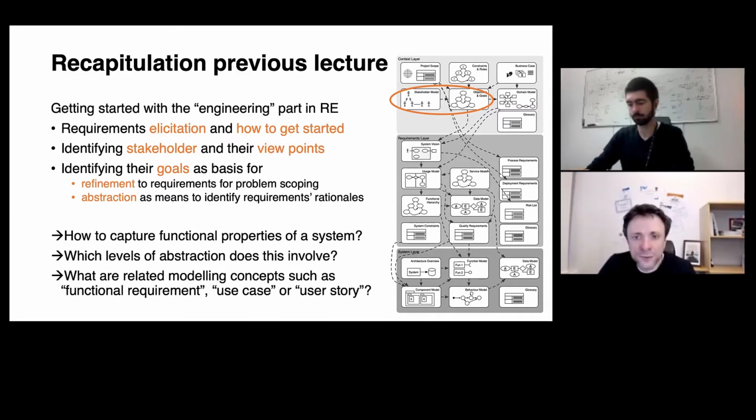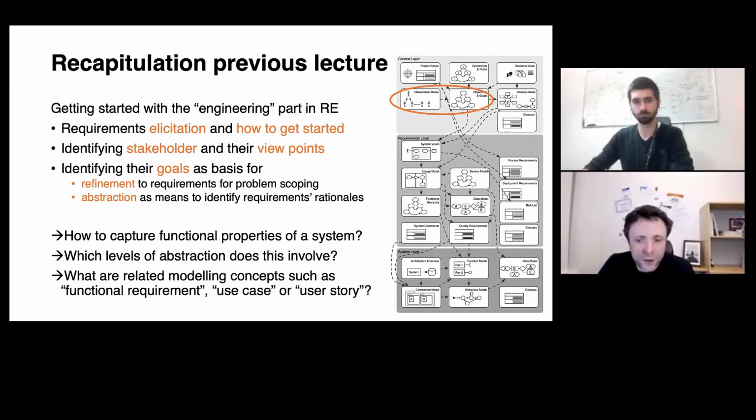Along the goals, we briefly touched upon the idea of goal refinement as a means to infer requirements from the goals, as a means for problem scoping, as we say. This is what we tend to do by asking how questions and what questions, or what do you mean by the system shall be secure, just to give one example. And we discussed also briefly the general idea of abstraction as a means to identify the requirements rationales reflected by their goals.